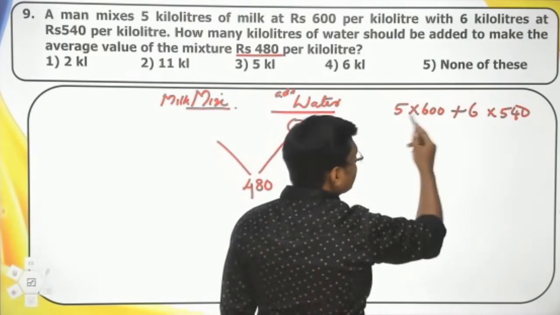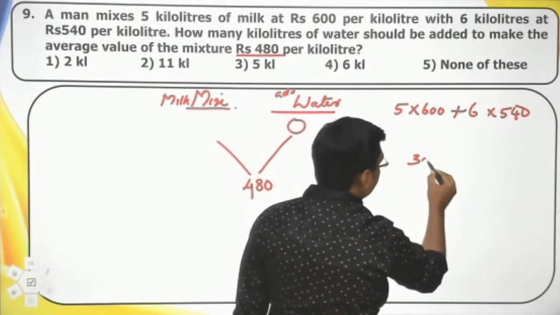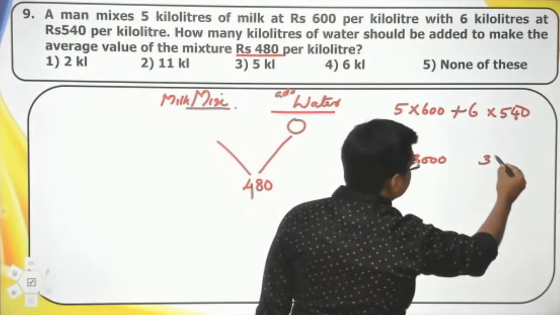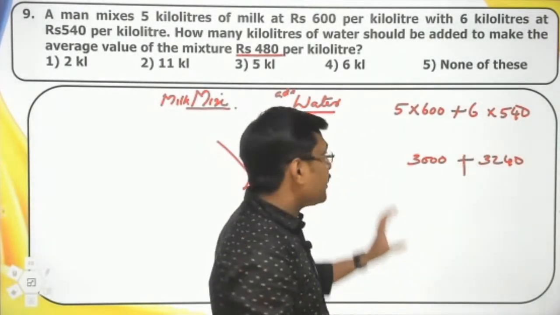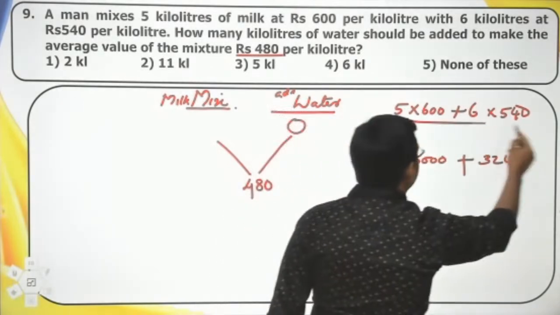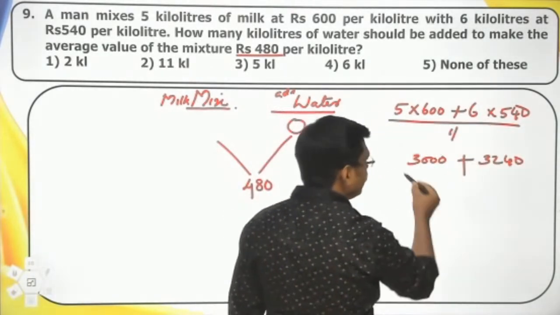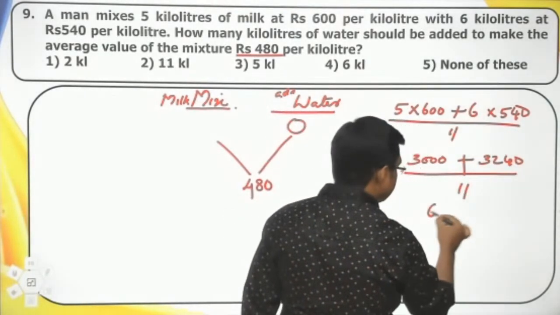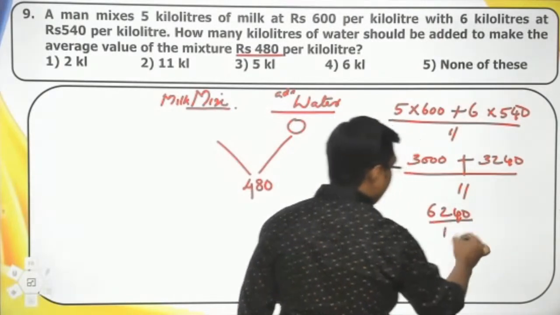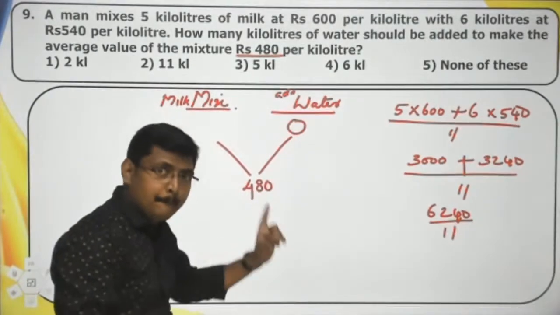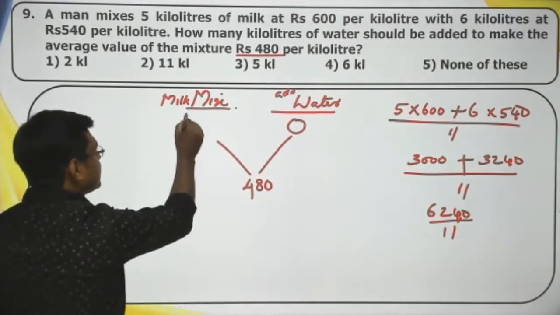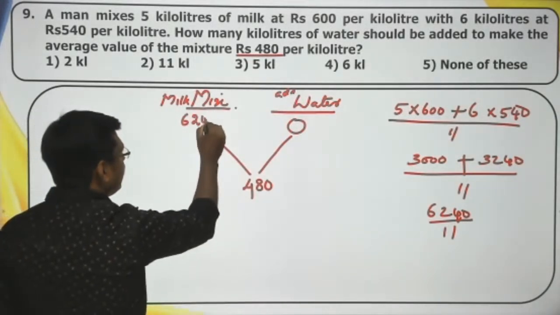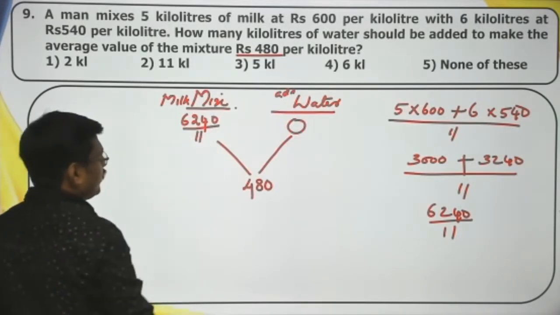On adding these two, the price is 3000 and this is 3240. So this is the total sum, and we need to find the average price for that mixture. We divide by 6 plus 5, which is 11. So 6240 divided by 11 will be the price per kiloliter for this milk mixture, right? So I need to consider this 6240 divided by 11 here.